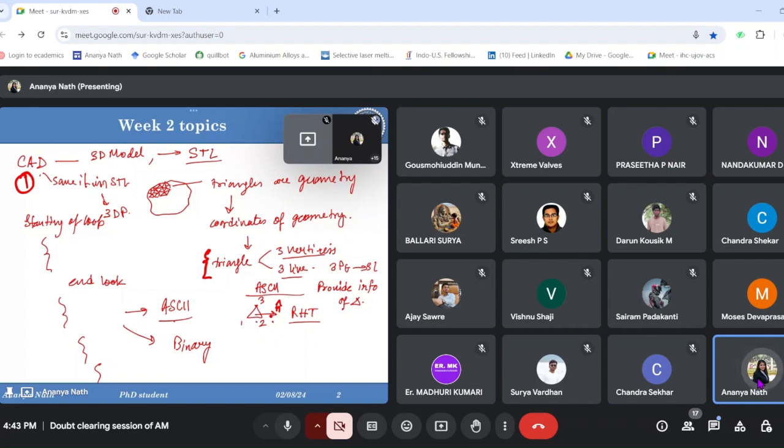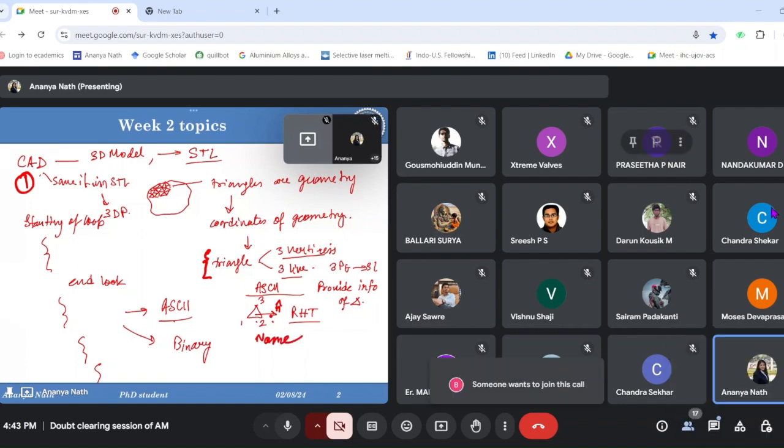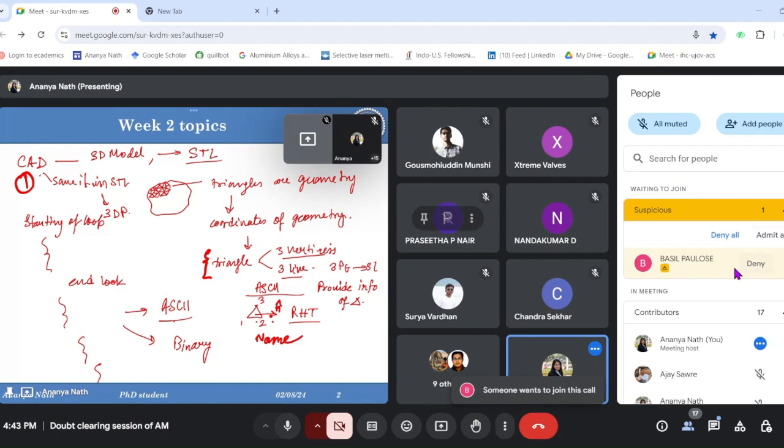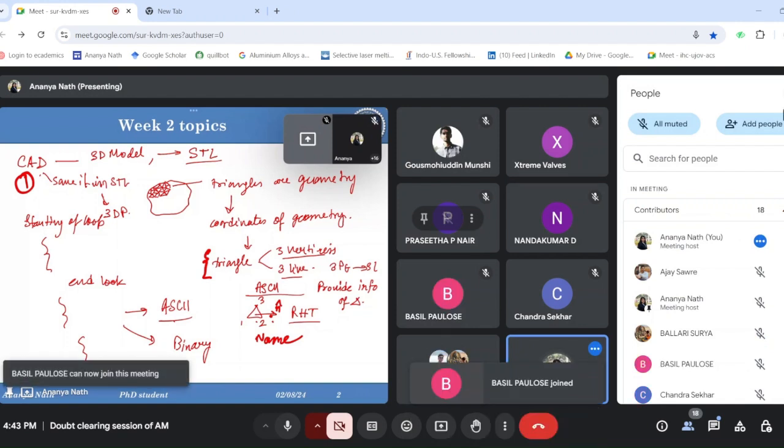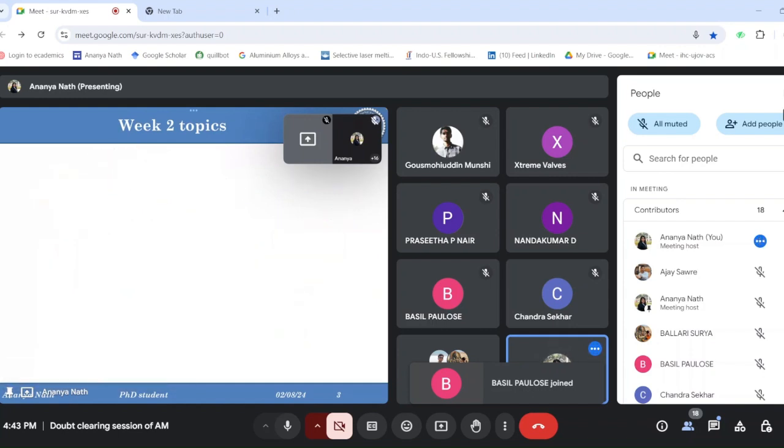Now when talking about the ASCII format, first we define the facet normal. These triangles are also called facets. So first we define the name of the triangle. Then after the name, we'll start our loop. Name of the triangle, then starting of the loop. The loop will start like facet normal.